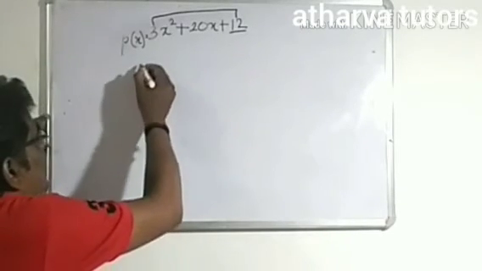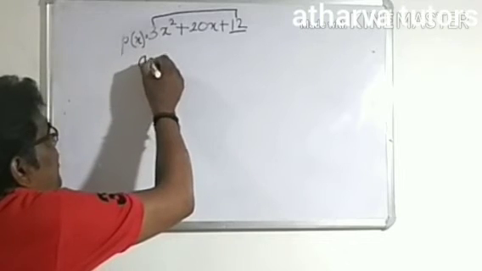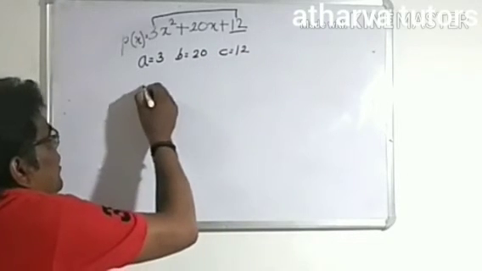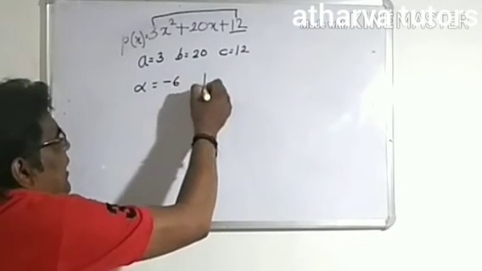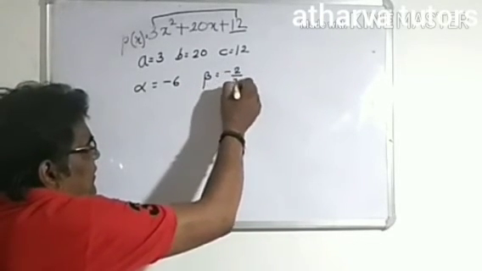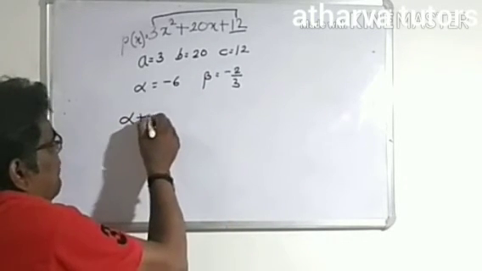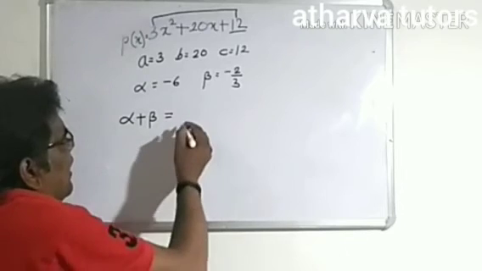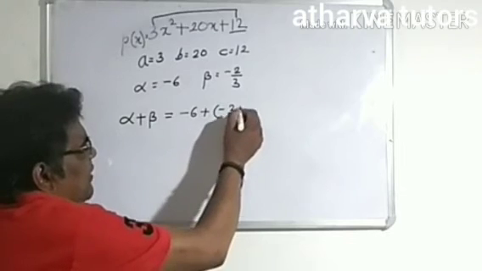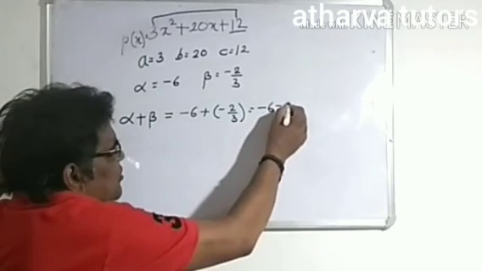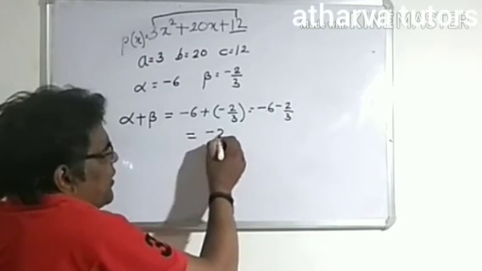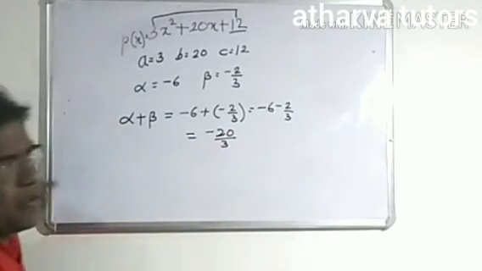Now here if you compare, you will get a equals 3, b equals 20, c equals 12. Your alpha was minus 6 and beta was minus 2 by 3. Now sum of zeros, alpha plus beta, what do you get? Minus 6 plus minus 2 upon 3, that is minus 6 minus 2 upon 3, and this you get as minus 18 minus 2, minus 20 upon 3. This you get as minus 20 upon 3.